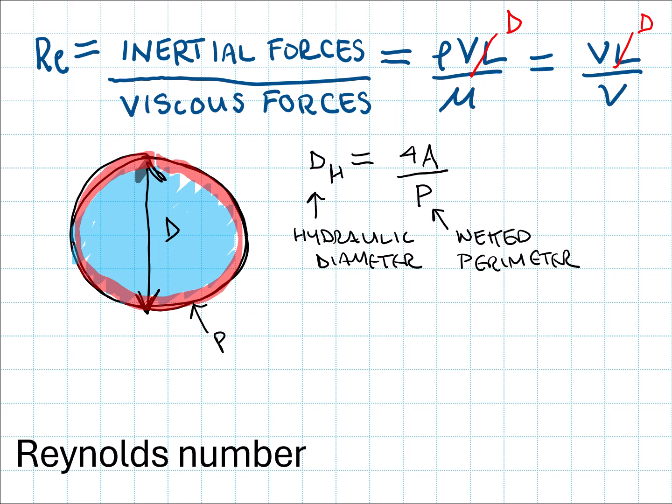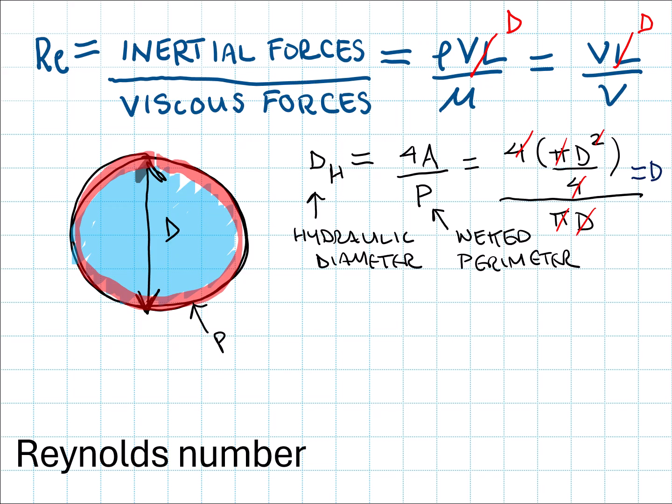So for a circular pipe section, my hydraulic diameter is going to be 4 times the cross-sectional flow area, which is going to be pi d squared over 4, divided by my wetted perimeter, which is just going to be pi d. So everything here is going to cancel, leaving me just with the pipe diameter. So for a circular cross-section, the hydraulic diameter is the same length as the diameter of the pipe.